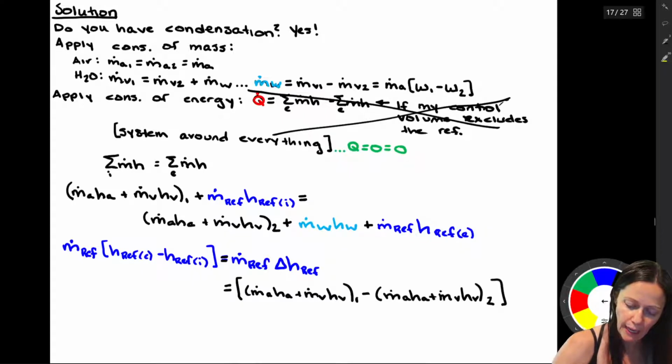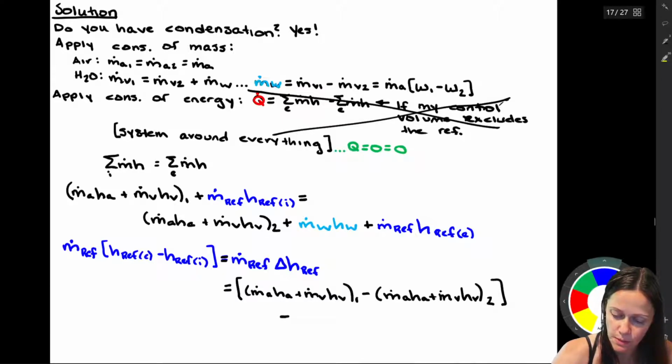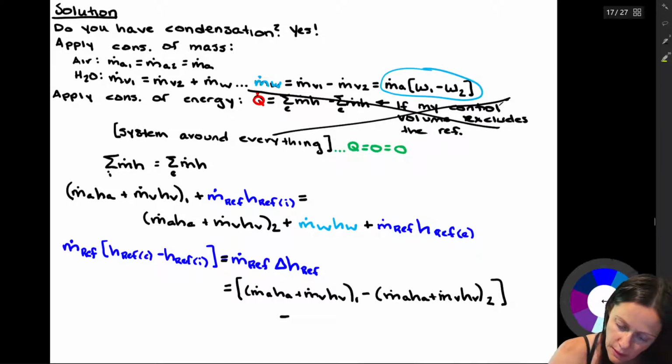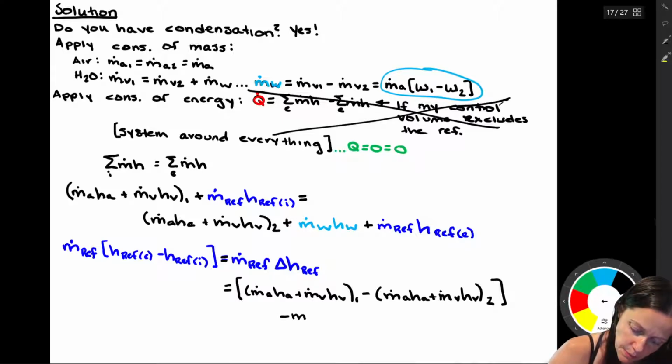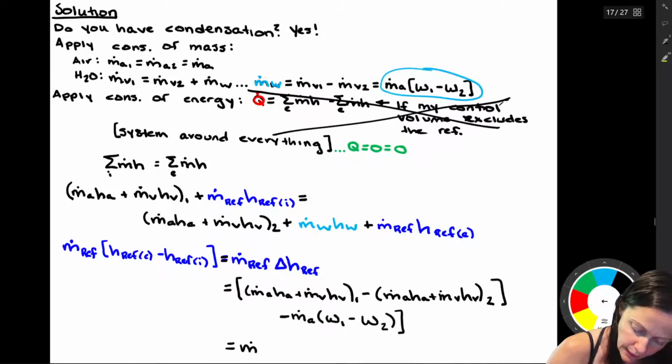This is going to have to come over on the other side. I'm going to go ahead and put that in terms of this right here. So then this would be m dot A times the specific humidity at 1 minus the specific humidity at 2. All right, I'm almost there. And then I'm going to isolate m dot A on the outside.